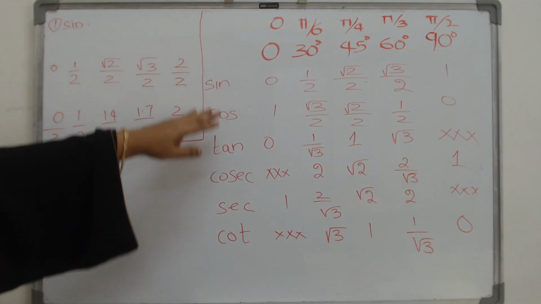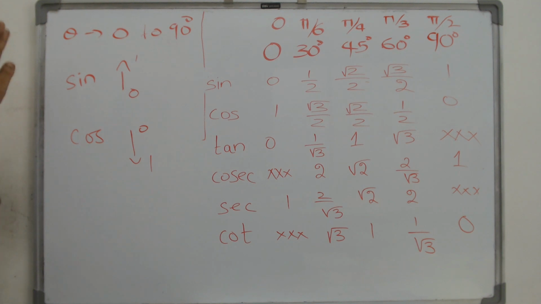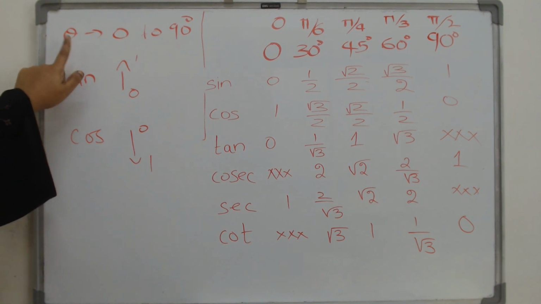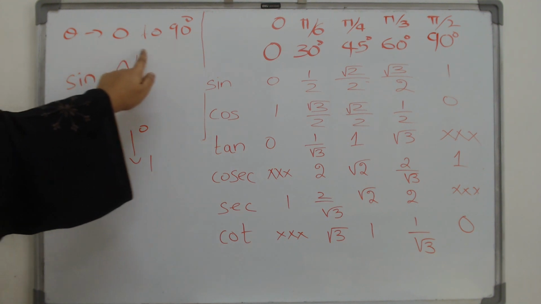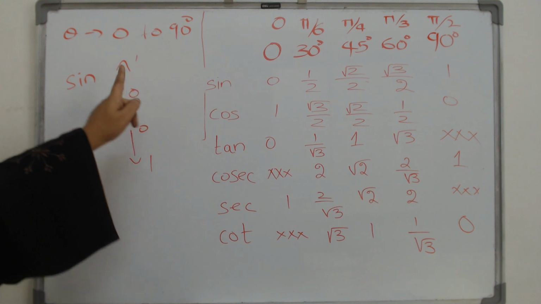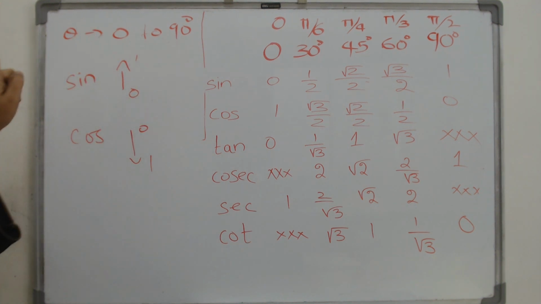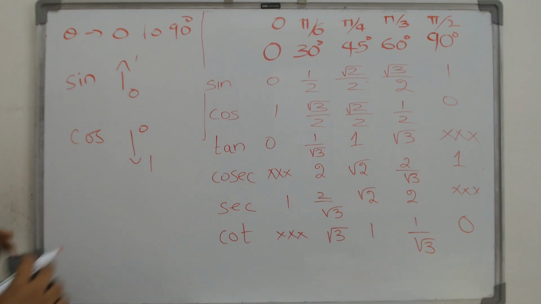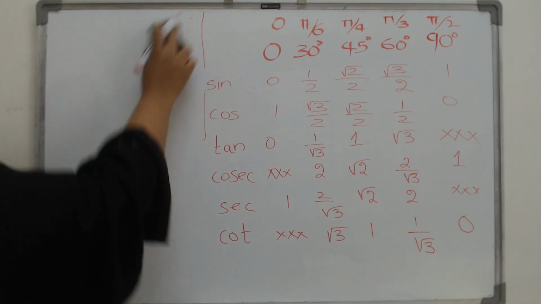I have written down the whole table here. So this is the first thing you should notice. When your theta, when your angle makes a journey from 0 to 90, your sine keeps on increasing from 0 to 1, but your cos value decreases from 1 to 0. That is the first thing you will notice here.